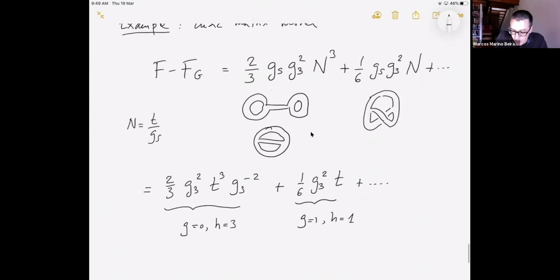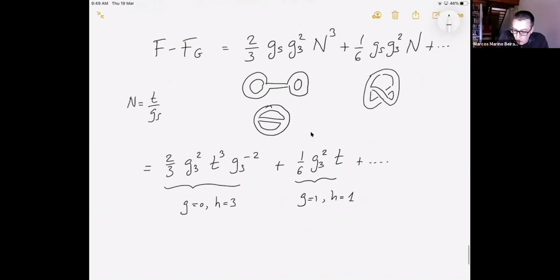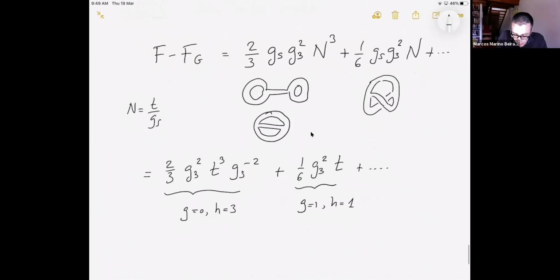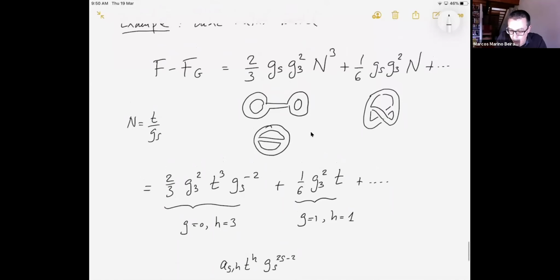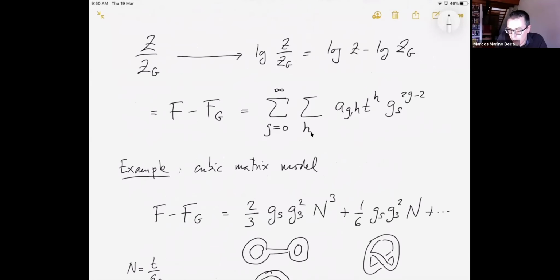So you see that the different contributions can always be written in the form that I wrote before. So a_{g,h}, t to the h, and then g_s to the 2g minus 2. Okay. So you see g_s is what here counts the genus. g_s to the -2 is genus 0, g_s to the 0 is genus 1, and so on. Okay, so you can always write the expansion of the free energy in this form.